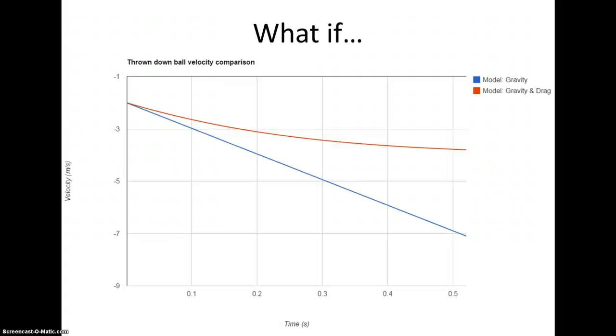The blue line, representing the model ball with only gravity acting on it, will remain at the same gradient forever, therefore the ball will keep accelerating at the same rate. It will never reach terminal velocity because there is no drag force to oppose the gravitational force.